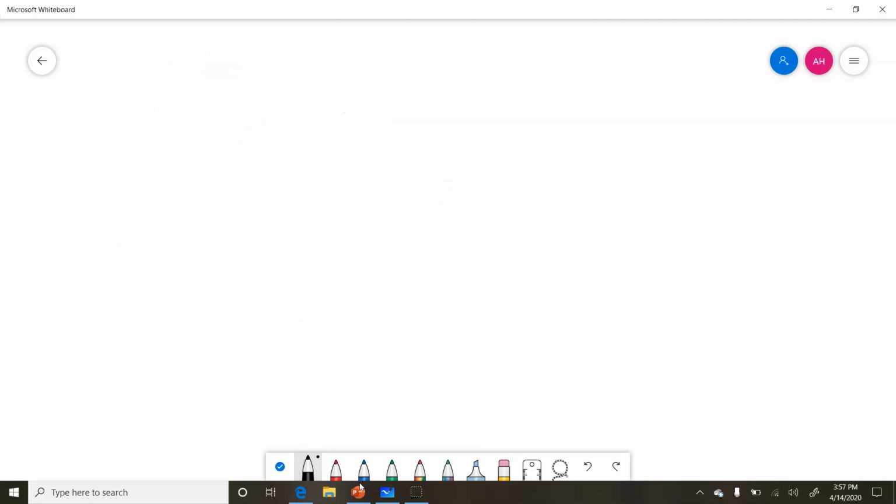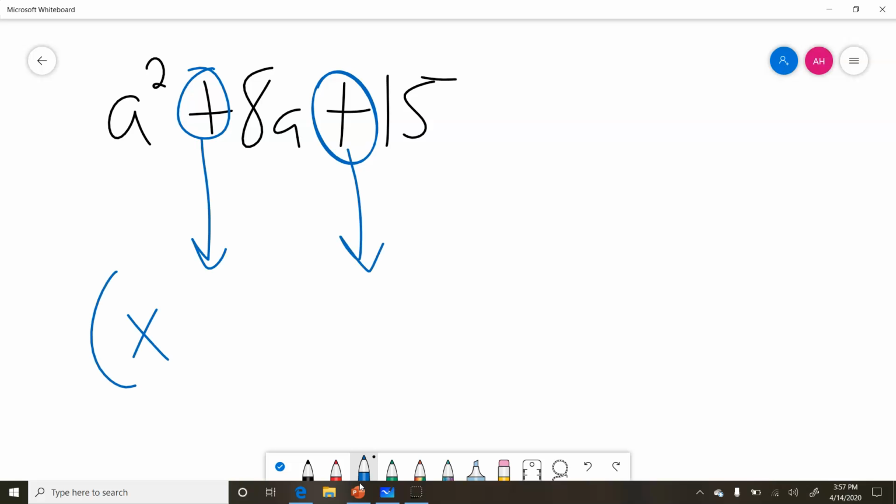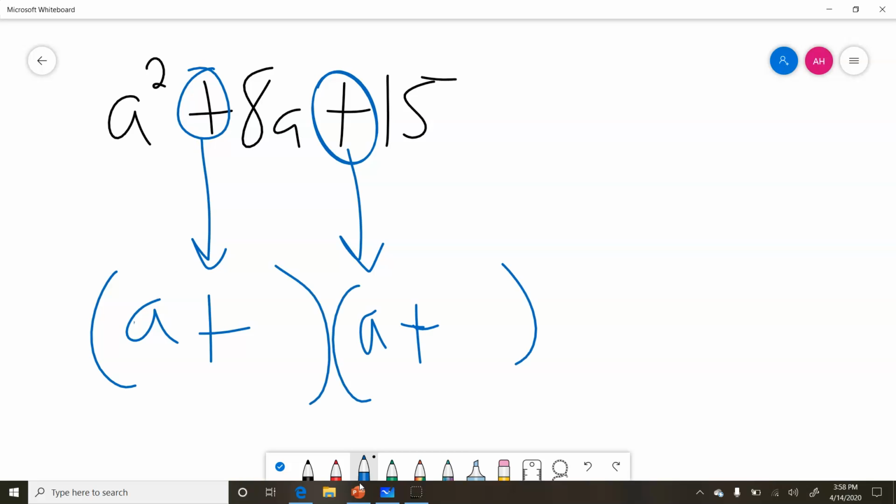So if they give us a squared plus 8a plus 15. Now, what can I tell about this? Sign here and sign here. Both are plus. Remember what I said to do? We just drop them straight into their slot. In this case, it's a. We drop it straight into its slot. We get a plus something, a plus something. You see how we just dropped it straight down? Why? Because they were both pluses.